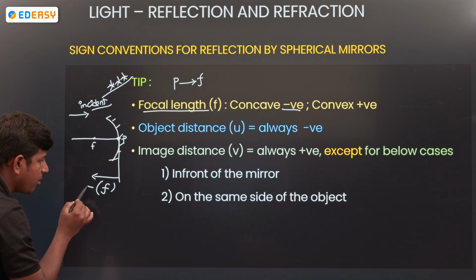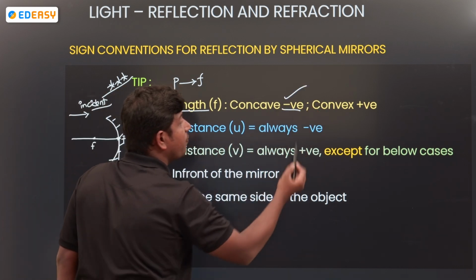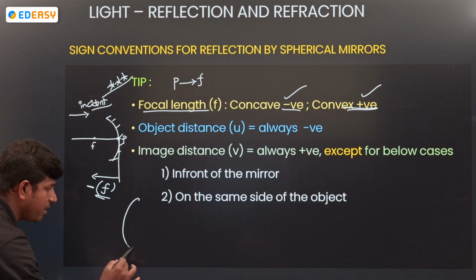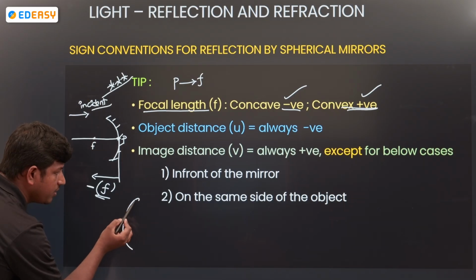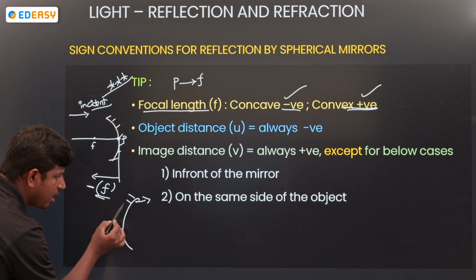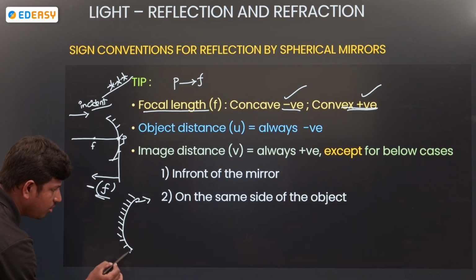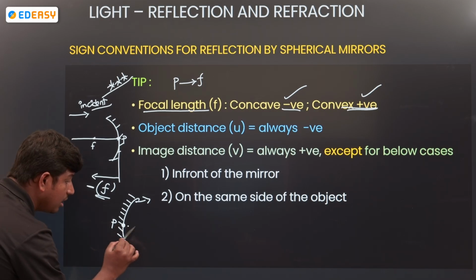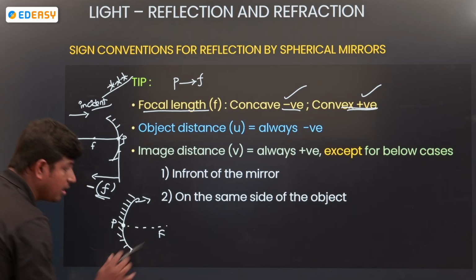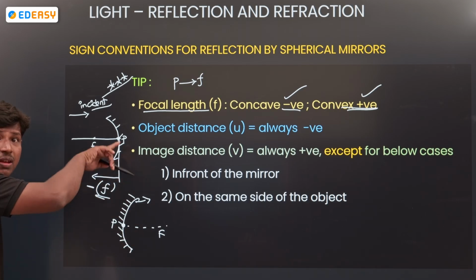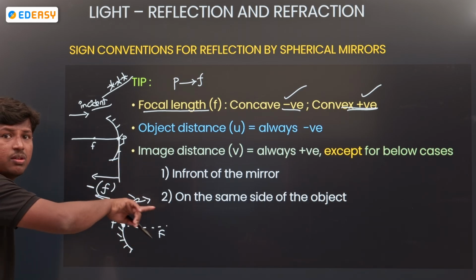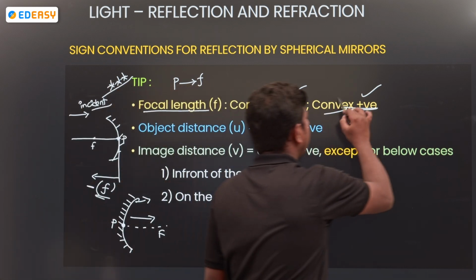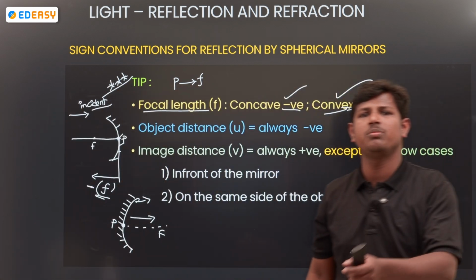So focal length for a concave mirror is negative. For convex, positive. Why is convex positive? If I am taking a convex mirror, here is the reflecting surface, and the rough surface is like this. The pole is at the center. And here is the focus, the virtual focus. So it is along the direction of the incident ray, positive. Clear? Concave mirror negative, convex mirror positive.